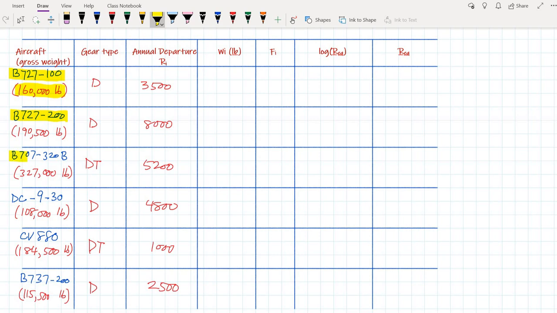Then Boeing 707-320B, DC-930, CV-880, and then we have Boeing 737-200. Their gross weights are written in the parentheses. The gear types are written in the second column. The annual departures, these are the estimates that this type of aircraft is going to land in 1 year, 3,500 times on this airport. So these are the annual departures for each aircraft. Okay, so this is the data which is given to us.